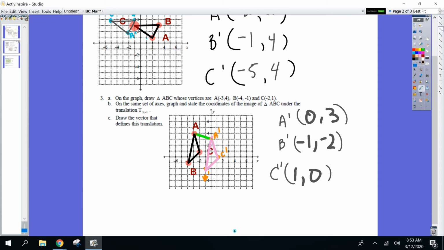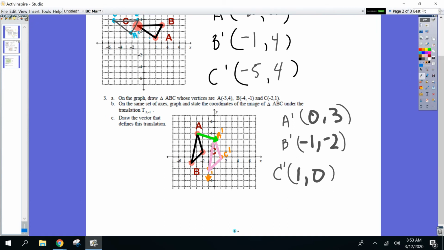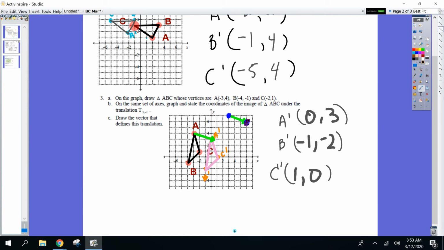Do you have to do it on a pre-image and an image? No. You want to get fancy and show off in front of your friends? You can pick a random point. Doesn't have to be on the actual graph, and go right 3, down 1, and make an arrow out of that. It can be anywhere on the graph. But again, the purpose of the vector is to show me where I'm sliding and how far.